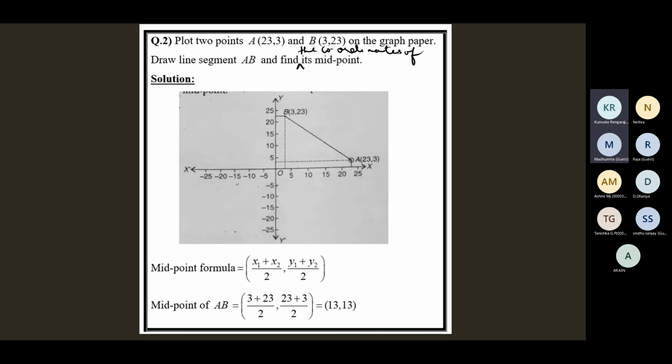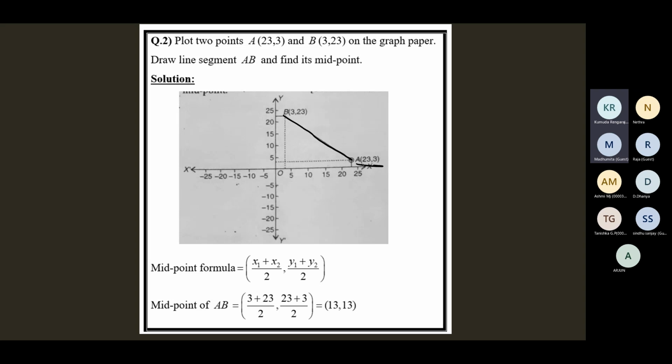So we have a formula, the midpoint formula, which is (x1 plus x2) by 2, (y1 plus y2) by 2. See here, x1 and x2 are the x coordinates, children, of the points. Anything can be x1. Add the x coordinates. You're trying to find the midpoint of this line segment AB, right?